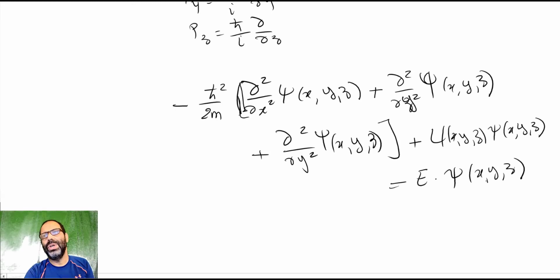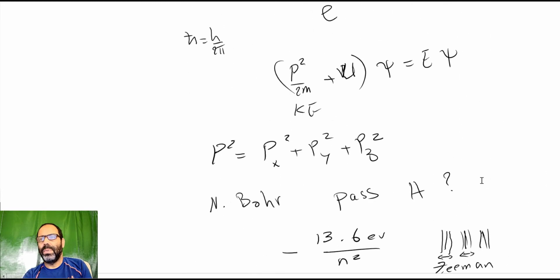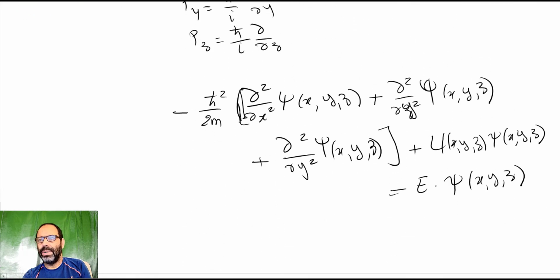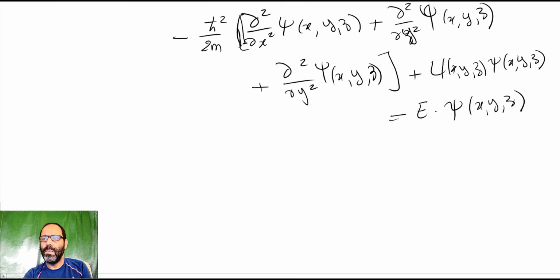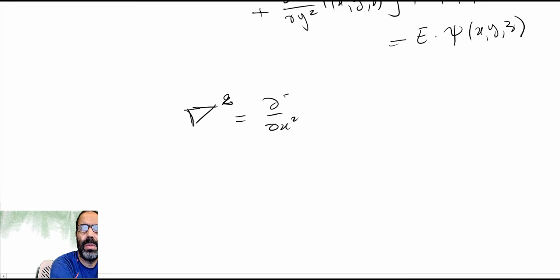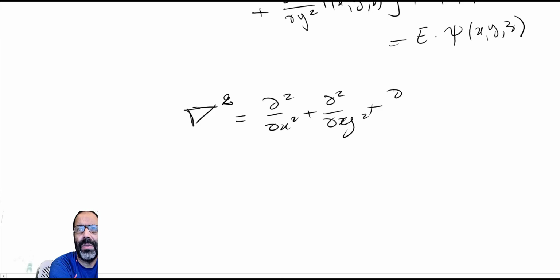This is a generalization of the one-dimensional time-independent Schrodinger's equation, where we included the other parameters x, y, and z. The operator del squared, which is really expressed in terms of these partial derivatives, is the Laplacian, of course.